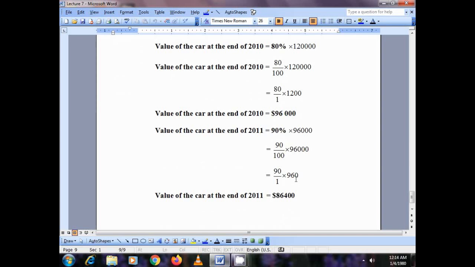Let's take the product of 90 and 960. The product will be $86,400, which is the value of the car at the end of 2011.